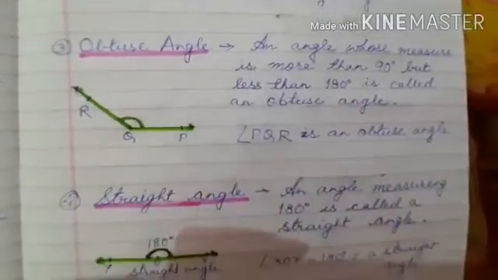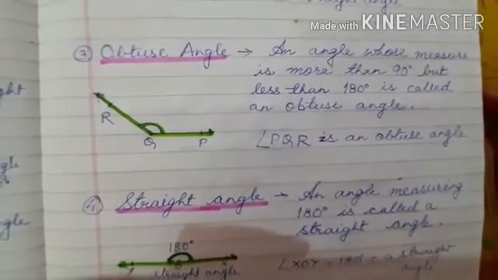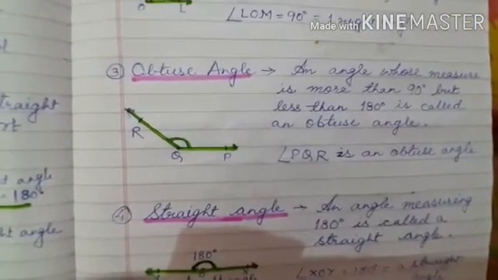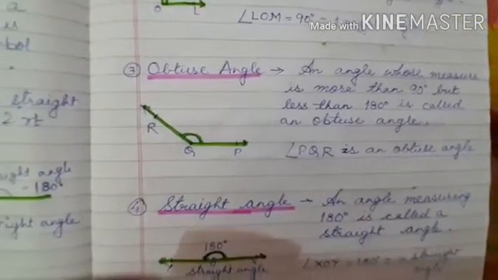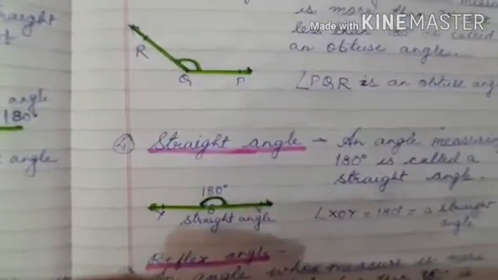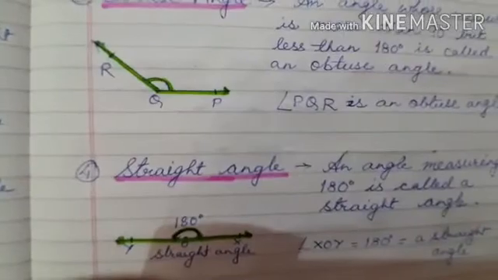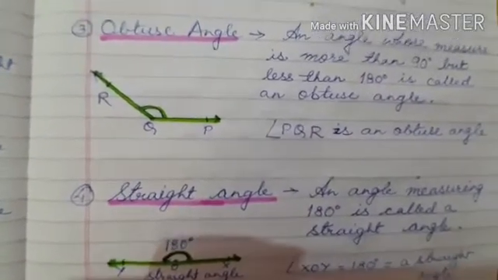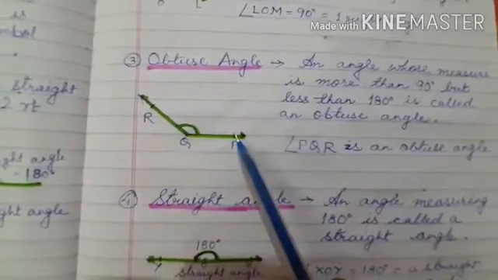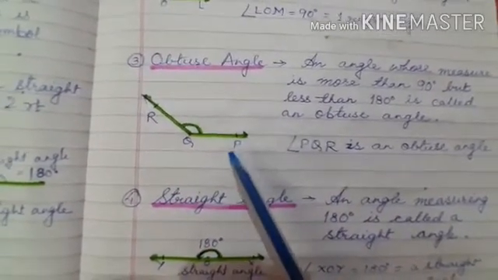Next is obtuse angle. An angle whose measure is more than 90 degree but less than 180 degree is called an obtuse angle. So in this figure, angle PQR is an obtuse angle. You can understand by the figure, this is an obtuse angle.